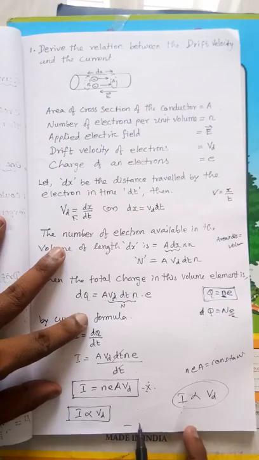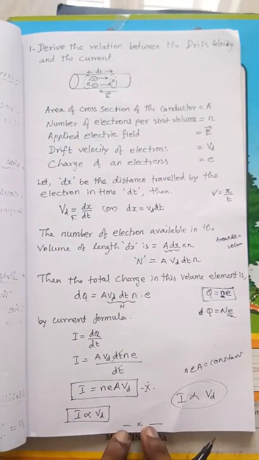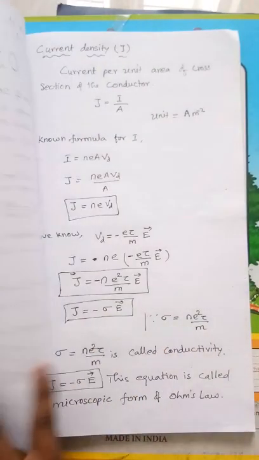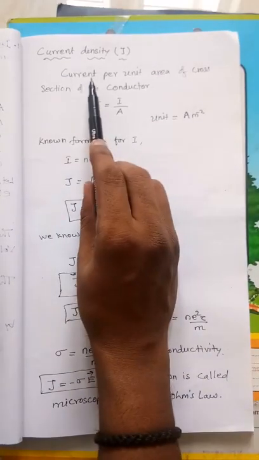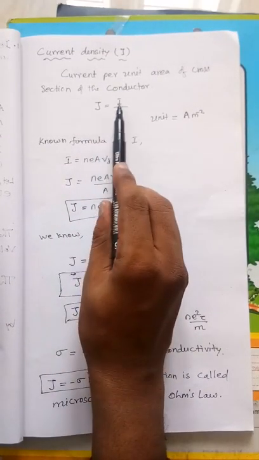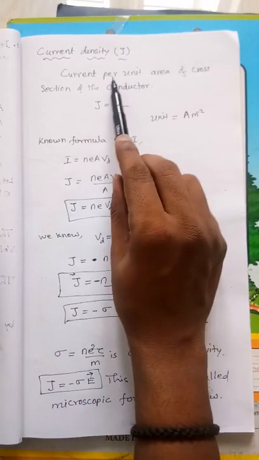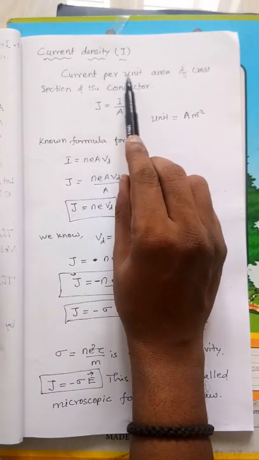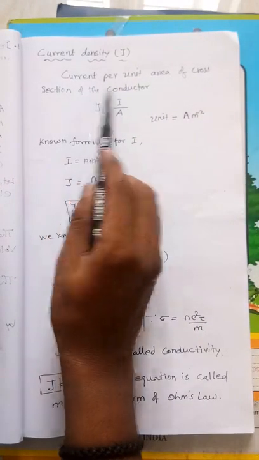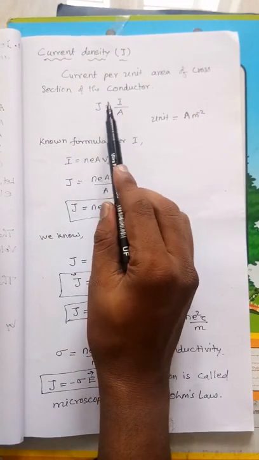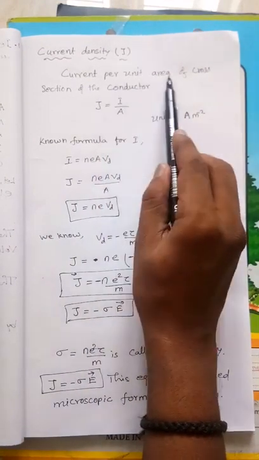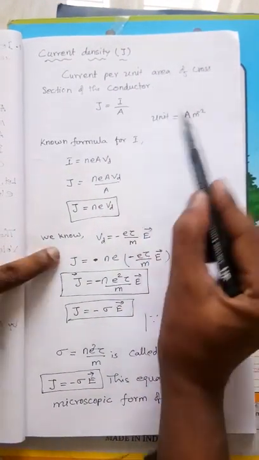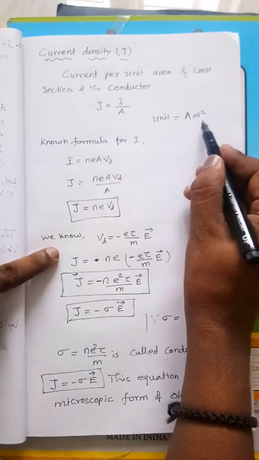Up to here, this is a 3-mark question. If you continue, suppose we want to find the current density J. Density means crowding. The formula to calculate the current density is J is equal to I by A. That is the current per unit area of cross section of the conductor. That means the current per unit area. Now, what is the unit of current density? That is a 1-mark question.